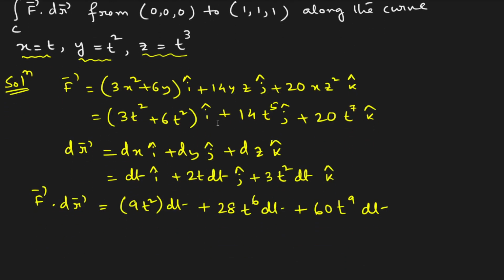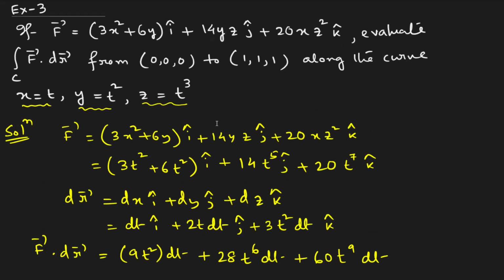Now what to do? We have to integrate. So before integrating, you see what is the limit? It's from 0, 0, 0 to 1, 1, 1. But if you understand carefully, these are not the limits of t. These are values of x, y, z, because there are 3 variables. So that we'll find again in the next part.